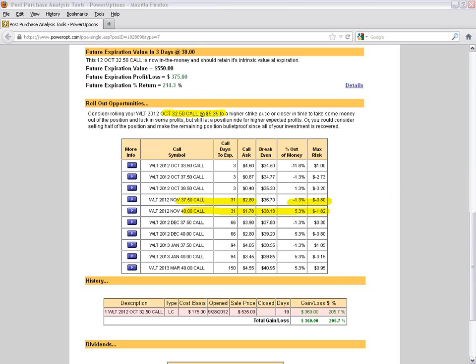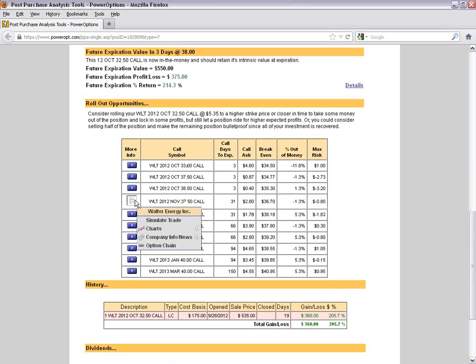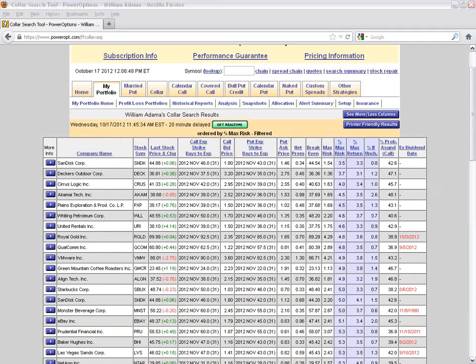Well, why would I want to roll the call? Well, if I'm so bullish on the position, what would happen? Let's take a look. If we sold to close our October 32.5 call at 535 and bought the November at the money 37.5 call for 280, let's compare that side by side.